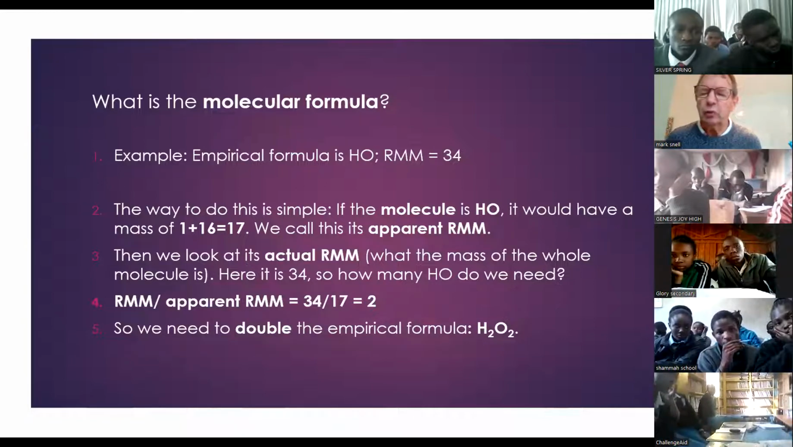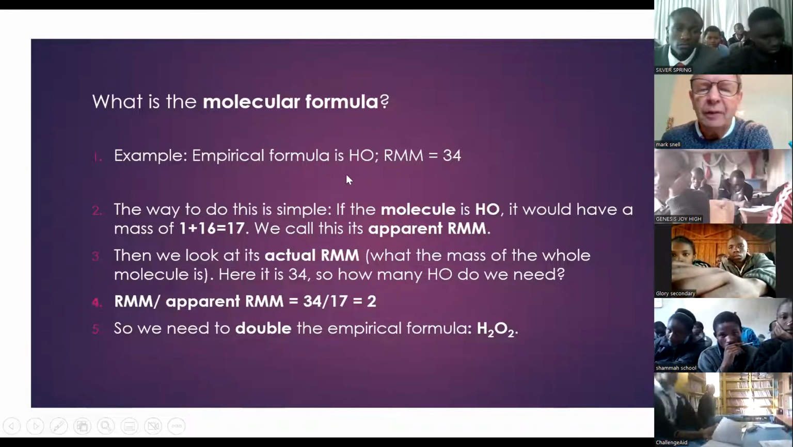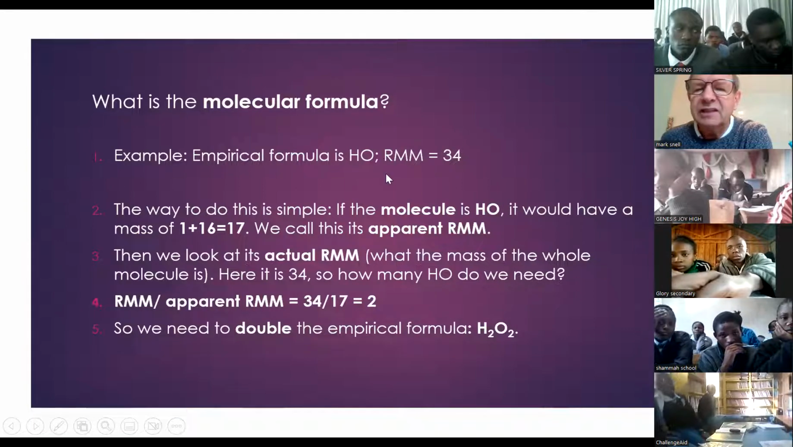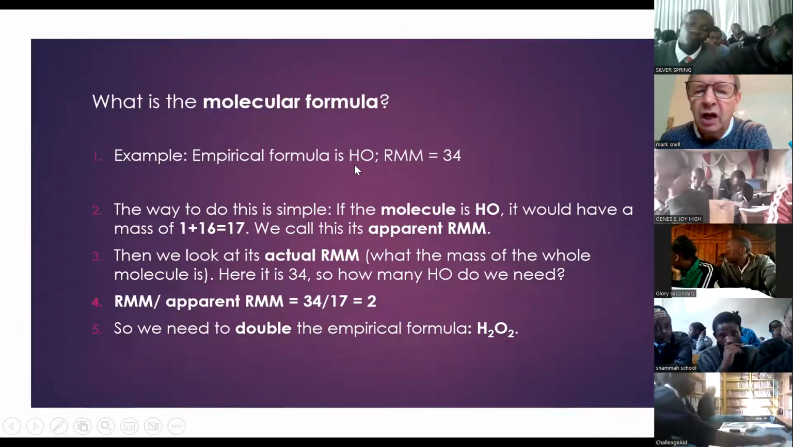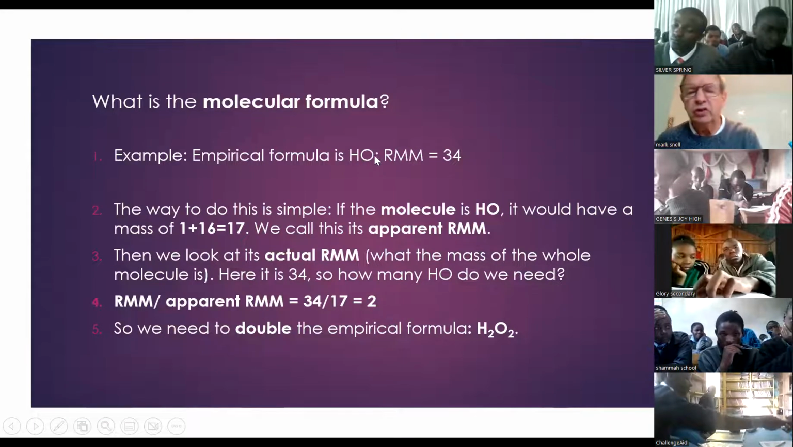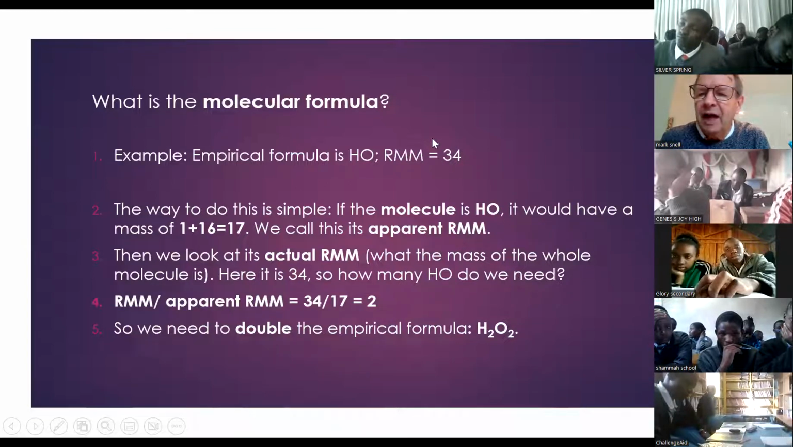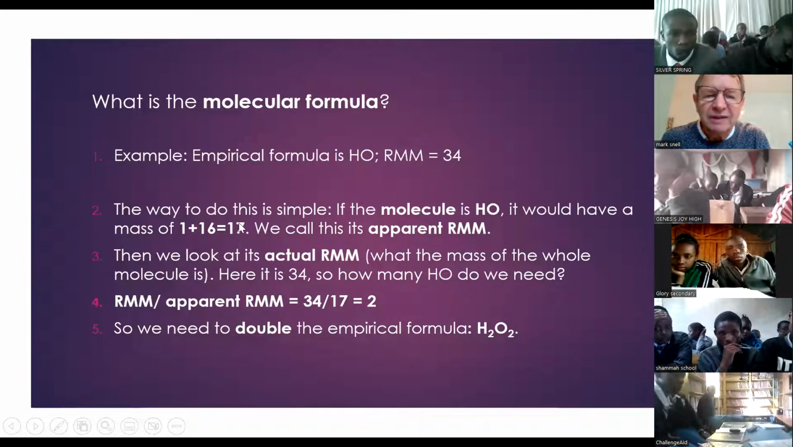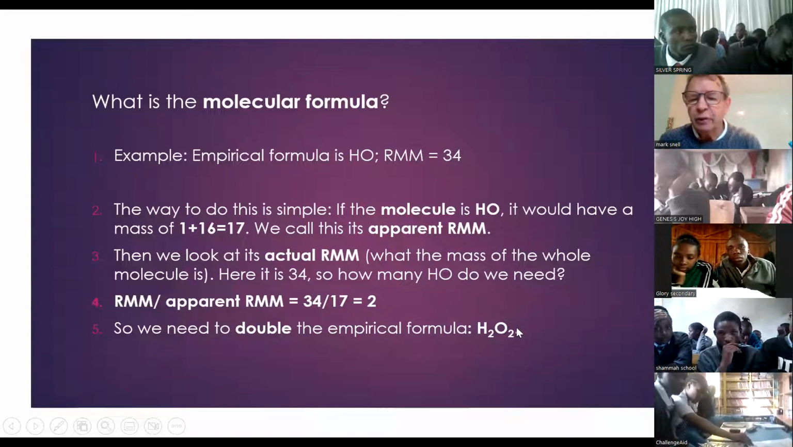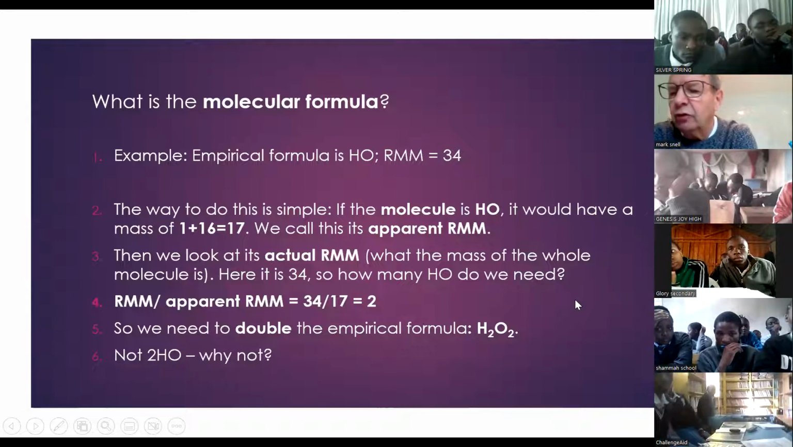Very important that. Let's just make sure we've got that. We look at the empirical formula here at the top, HO, and we work out what its RMM would be. So it's just 1 hydrogen and 1 oxygen, which is 1 and 16, which would weigh 17. Well, 17 is not 34. So we take the RMM and we divide it by the empirical formula's RMM. So 34 divided by 17, and it tells us 2. So it's H2O2.